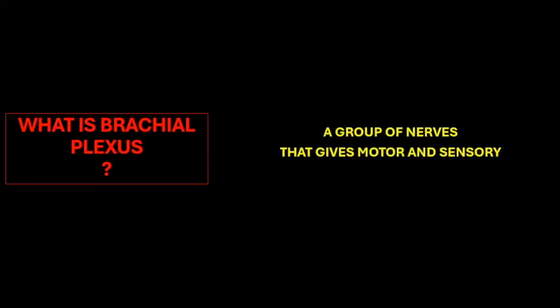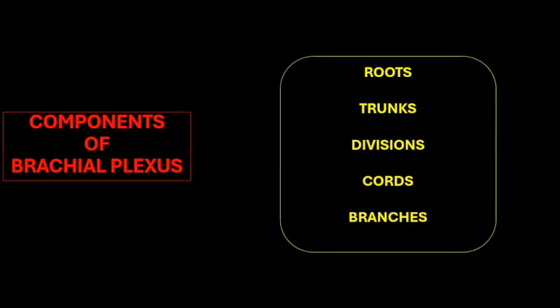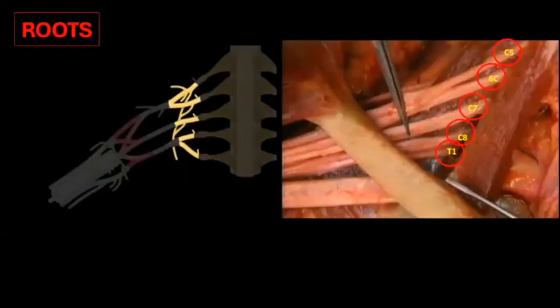So let us start with the brachial plexus. What is the brachial plexus? A group of nerves that provide motor and sensory innervation to the upper limb. Now, what are the components of the brachial plexus? Roots, trunks, divisions, cords, and branches.